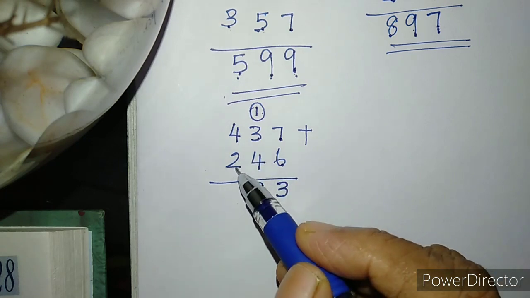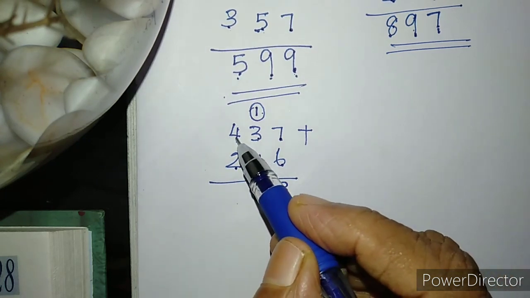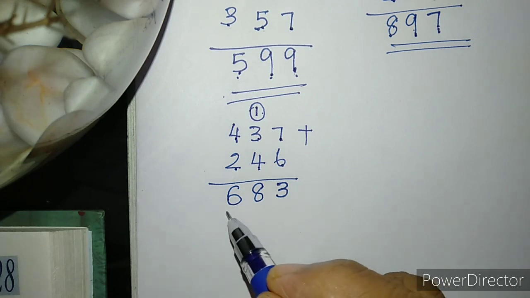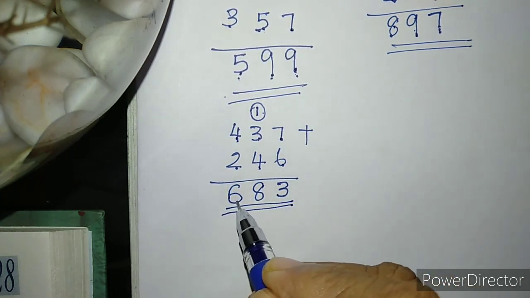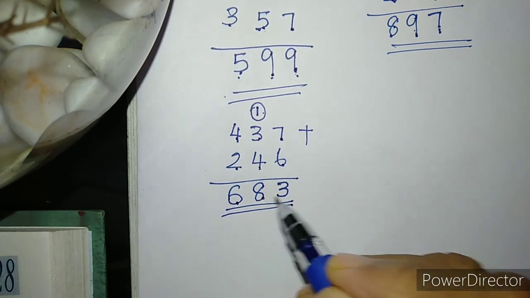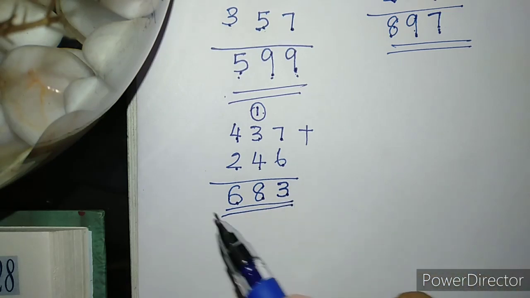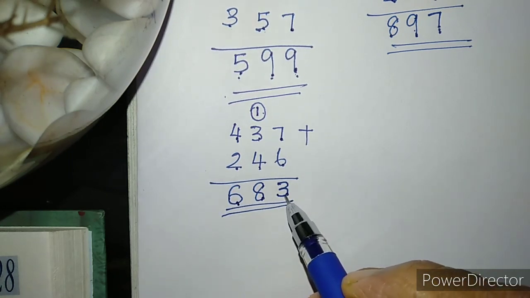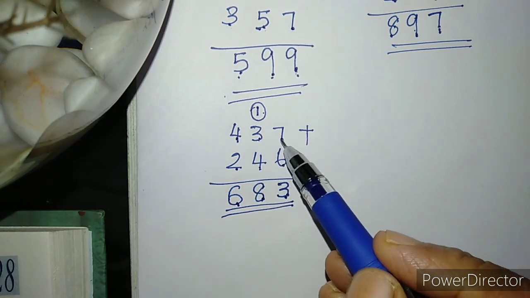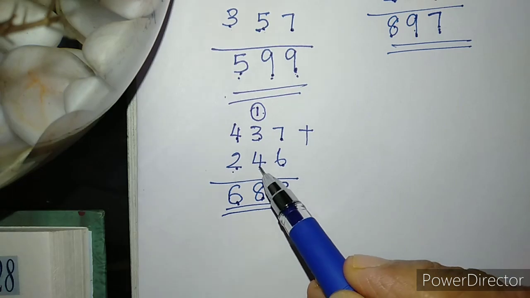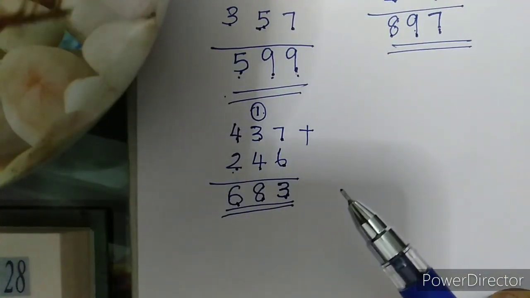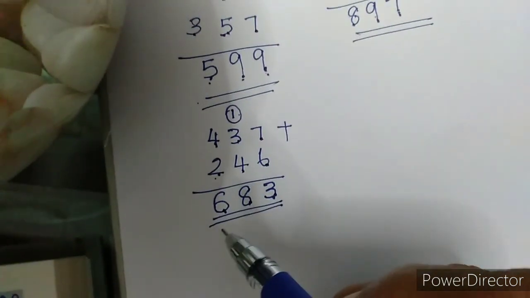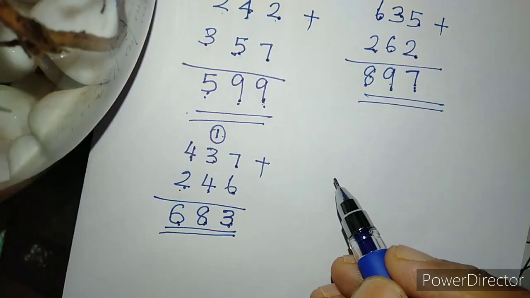2 hundreds plus 4 hundreds is equal to 6 hundreds. Six hundreds, 8 tens, and 3 ones. So the number is 683. So 437 plus 246 is equal to 683.